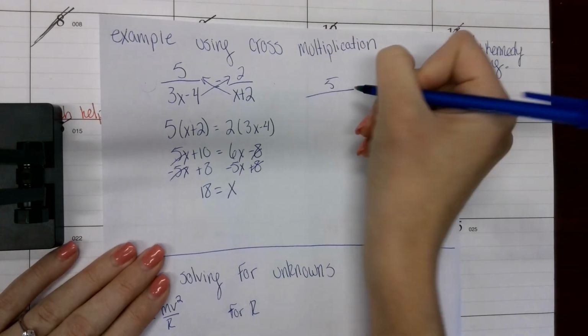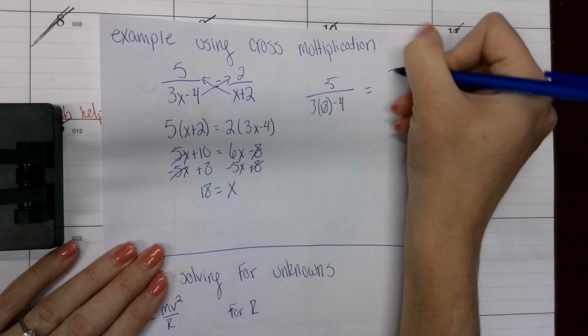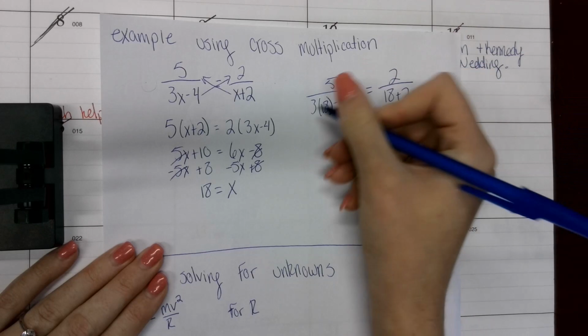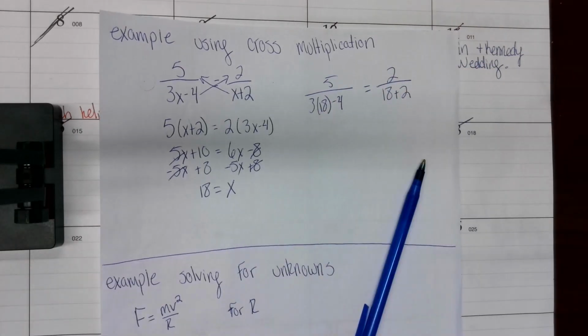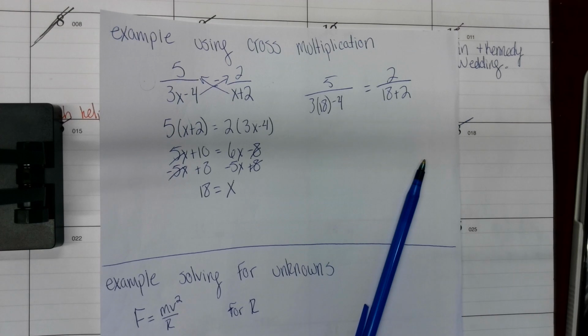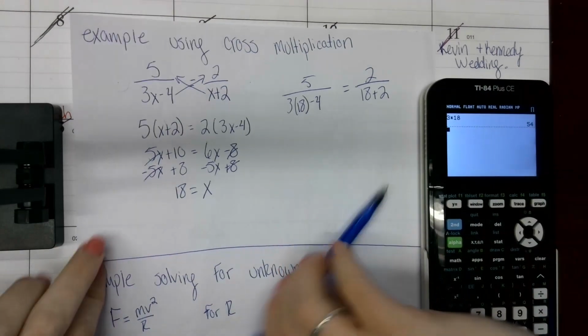I have 5 over 3 times 18 subtract 4 equals 2 over 18 plus 2. I do not know what 3 times 18 is off the top of my head. Let me grab my calculator because I can't simple math. I guess I could have figured it out. 3 times 20 subtract 6. I guess I could put my calculator in here so y'all can see it.